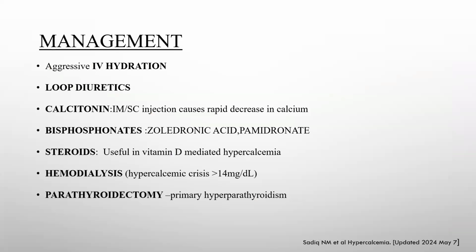So the management is aggressive hydration. Normal saline can be given 200 to 300 ml per hour. Loop diuretics, 20 to 40 mg IV, will increase the calcium excretion. Calcitonin can be given as an IM or subcutaneous injection. It is short-lived but will act rapidly and it will decrease the calcium level. Bisphosphonates like zoledronic acid and pamidronate. Steroids can also be used in vitamin D mediated hypercalcemia. In severe hypercalcemic crisis, when the level is more than 14, hemodialysis can be used, and parathyroidectomy in case of primary hyperparathyroidism.